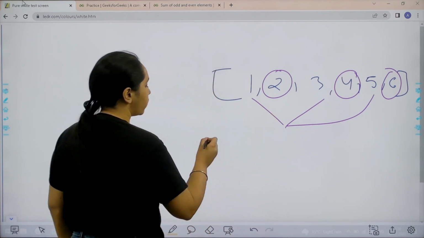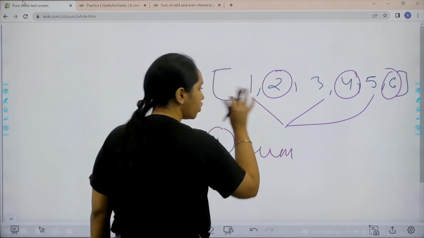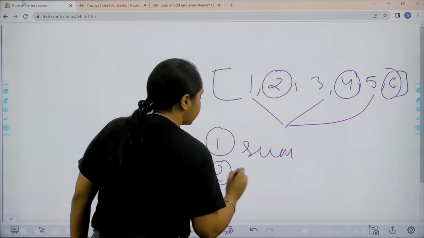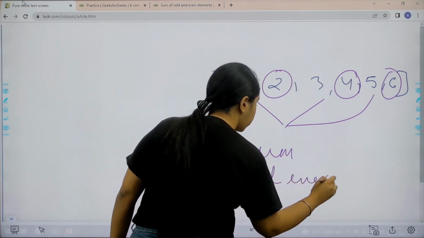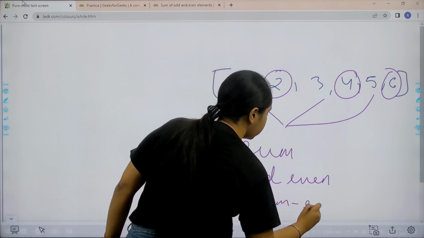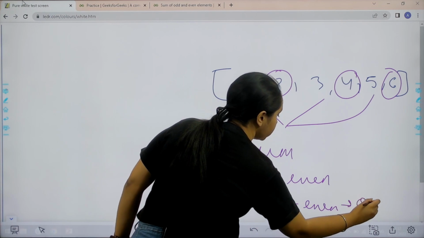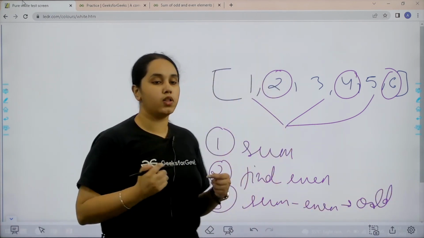For solving this question, I would apply an approach. First of all, finding the total sum. Second, finding the even value sum. And then third would be subtracting sum minus even to get the odd values result. I hope the concept is clear to you. Now let's solve the problem.